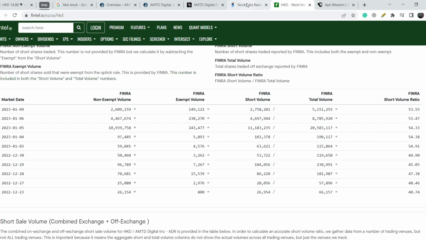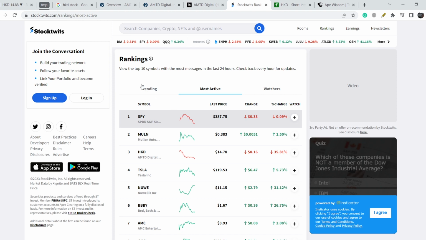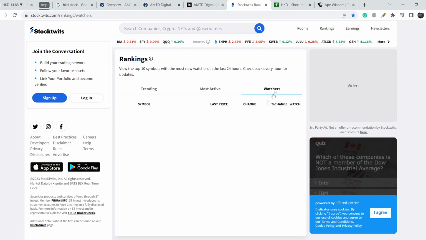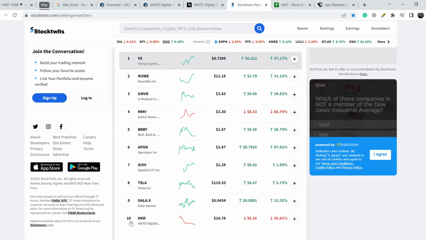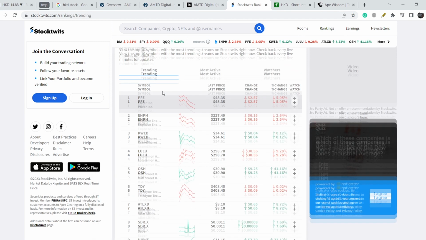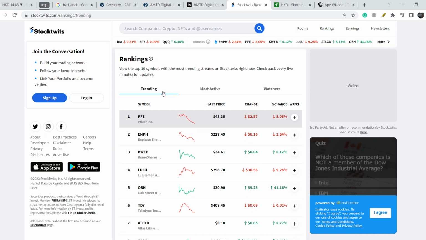And let me show you that right now on stocktweets.com website we have HKD ticker symbol on the 3rd place in the most active section. We have this ticker symbol on the 10th place in the watcher section, and we don't have this ticker symbol in the trending section. This means the support from the retail community, especially if you take a look at this site alone, is not so high, and it is diminishing.